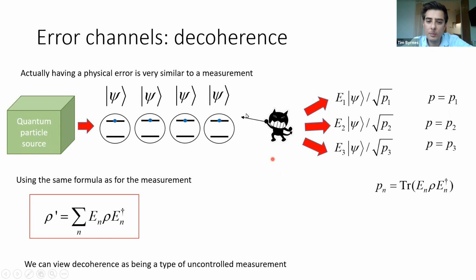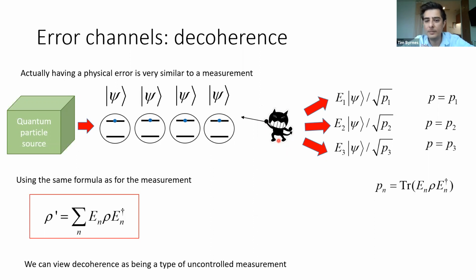And this time, instead of doing a measurement, some kind of error is going to happen to it. And this is going to be some random process, right? And so there's a way to describe such error processes. And basically it looks exactly like measurement. In fact, the modern view of errors is that it's actually just the same as a measurement. It's just that you don't do it.